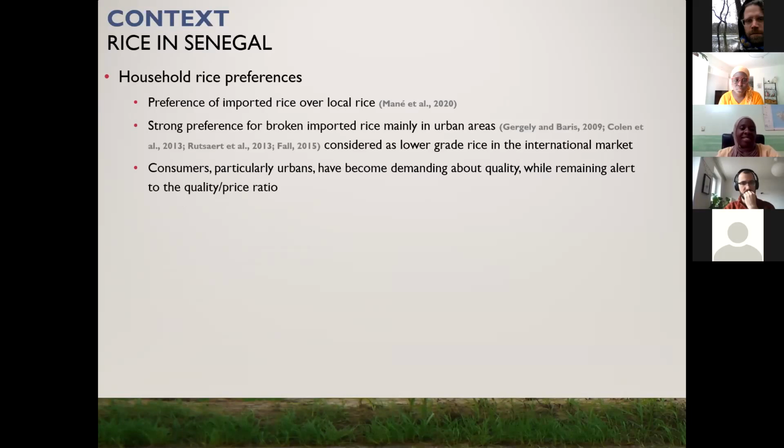And regarding preferences for rice, Senegalese households prefer imported rice over local rice. Why? Because there are quality criteria that are met by imported and not by local rice. We also have a strong preference for broken imported rice, and this is related to our main dish, which is made with broken rice. Given that we prefer imported, broken imported rice is more consumed in Senegalese households. And consumers, particularly urban ones, have become demanding about quality. They want a good quality rice while also remaining alert to the rice quality price ratio.